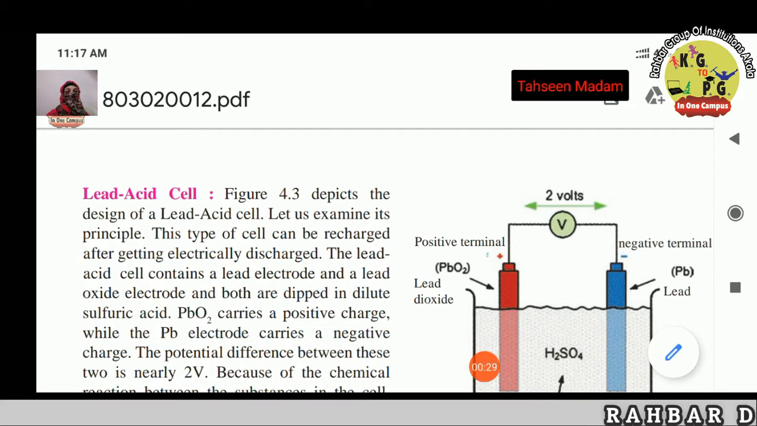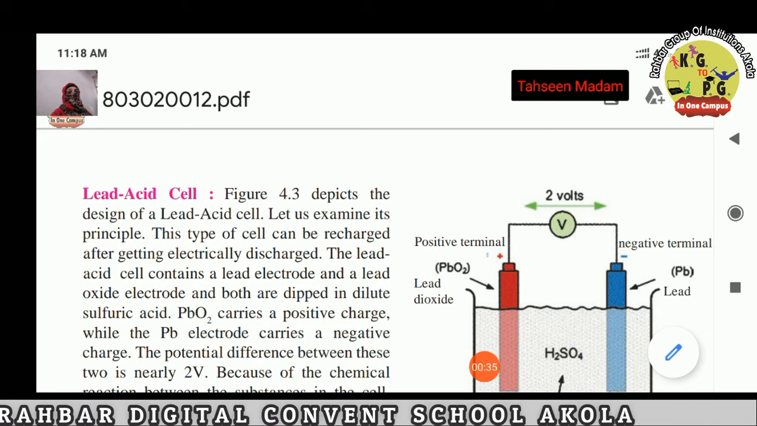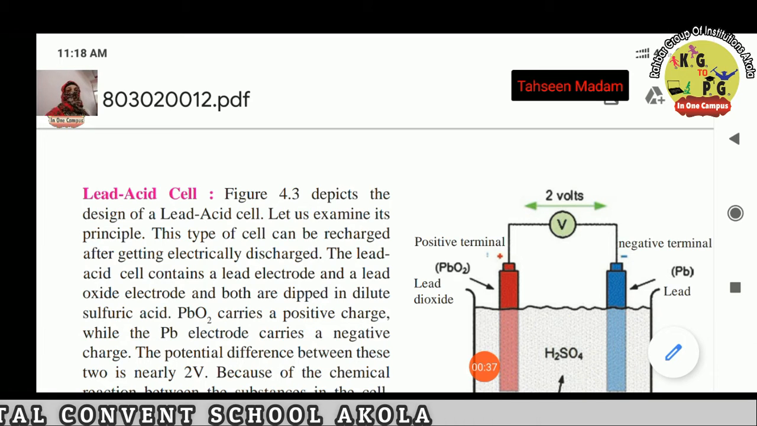Now I am going to explain the remaining part of lesson number 4, Current, Electricity and Magnetism of Standard 8th.